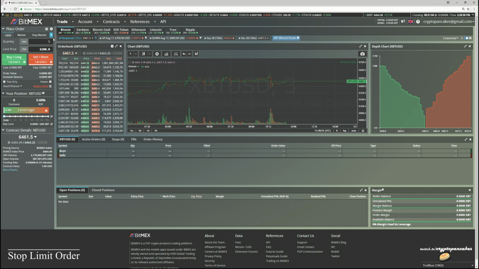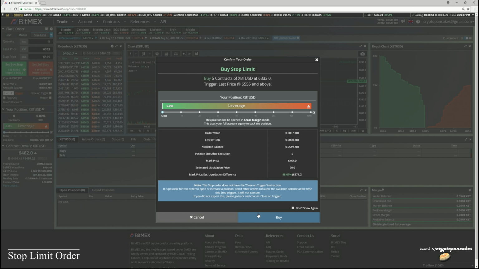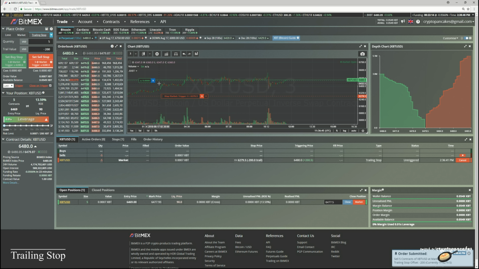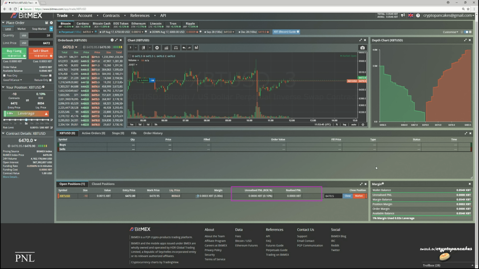A stop limit order consists of 2 parts, a trigger price and an order price. When the XBT price will reach a stop price, which is a trigger price in this case, a limit order will be placed in the books at the limit price. Trailing stop is a market stop order which follows the market price. If you have a long position and you put a trailing stop, the order will rise together with the market price, but staying behind by the trail amount. If the market starts to go down, a trailing stop will stay at the same position.